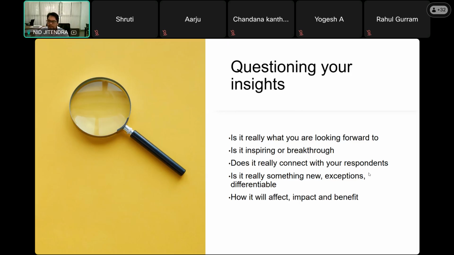Does it really connect with your respondents? Is it set in the given situation or context? You should check that. Is it really something new, exceptional, and differentiable? Will it affect and impact the situation? Will it give you the benefits? That is also very critical, because it should not be just an insight which leads to some directions but does not create an impact, which is your larger objective. So do this check before you move further.